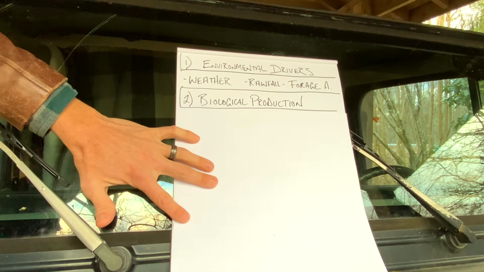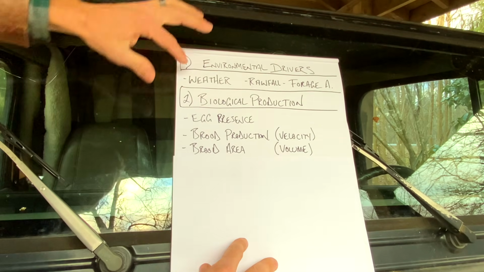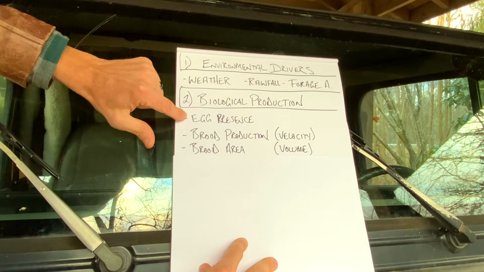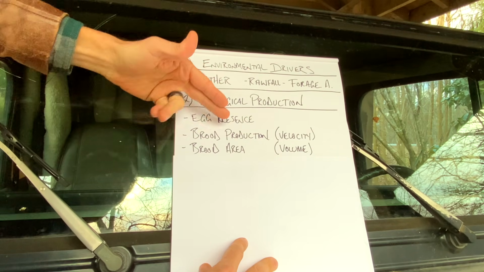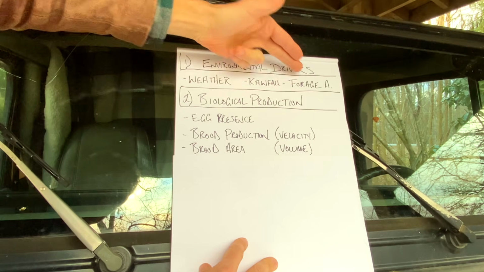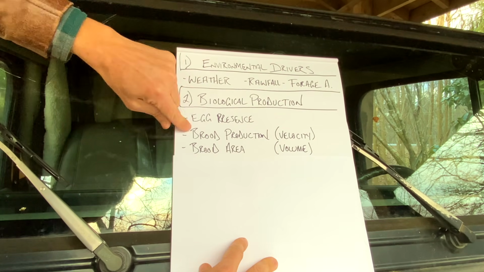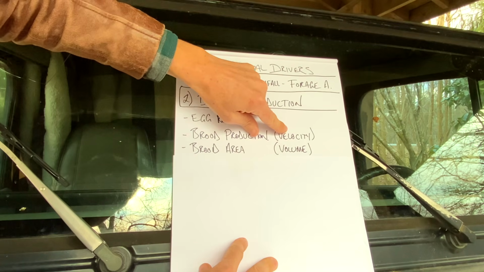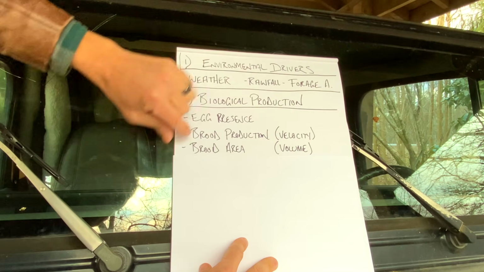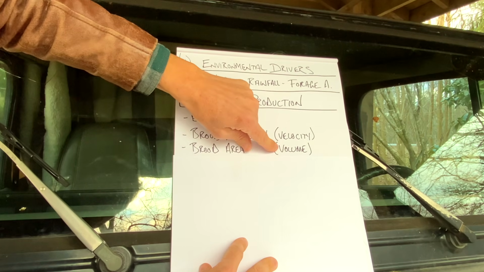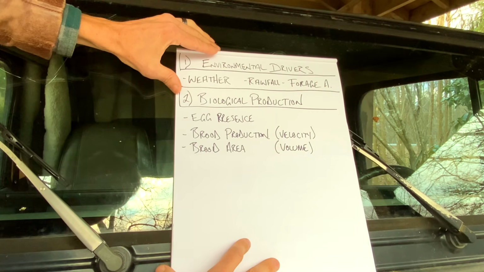And there are 3 things that are affected directly by the environmental drivers: egg presence, brood production velocity, how quickly the colony is building up. If you've got a lot of forage on a day without rain and the weather is great, good temperatures, then the brood production is going to be faster than if these three things were less than ideal. And then the brood area, how much volume of brood do you have? So how large the population is able to get.